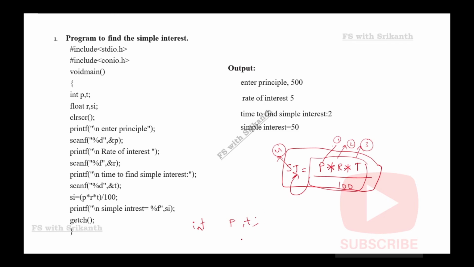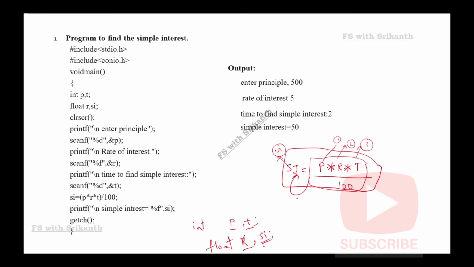And for the rate of interest, obviously decimal values will occur, like 11%, 12%, 10.5%. So R, the rate of interest, we are taking as float. The result we get is also a decimal value, so simple interest is also taken as a float. The P and T are integers, and R and SI are float values.